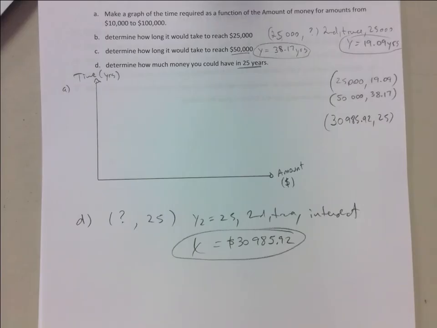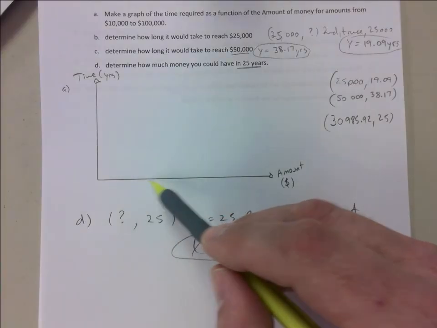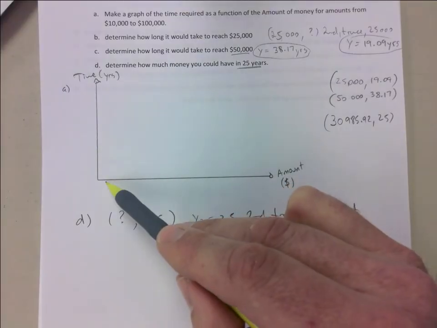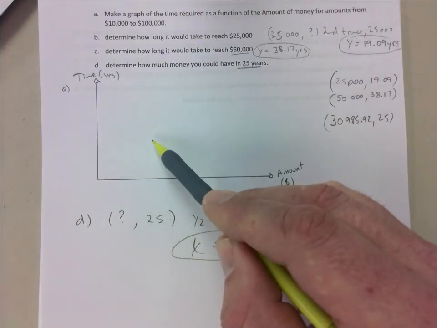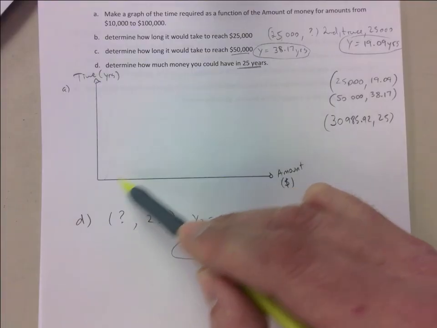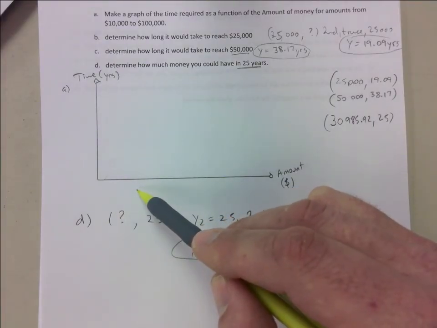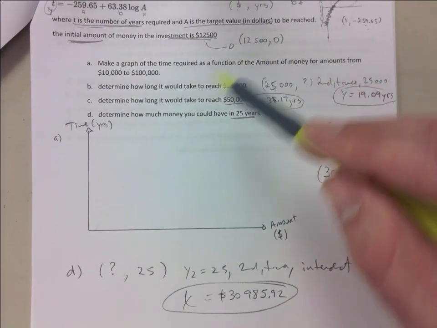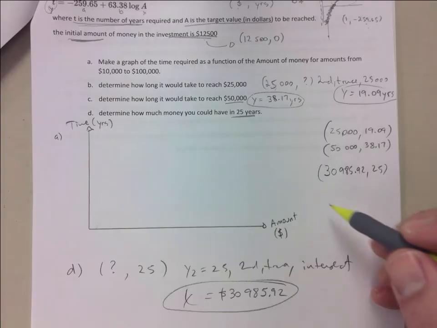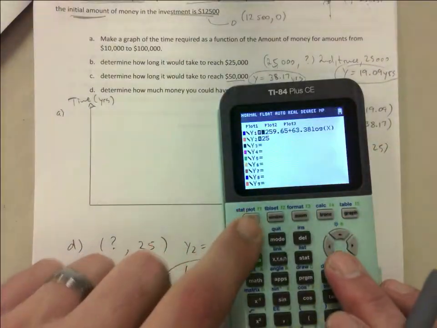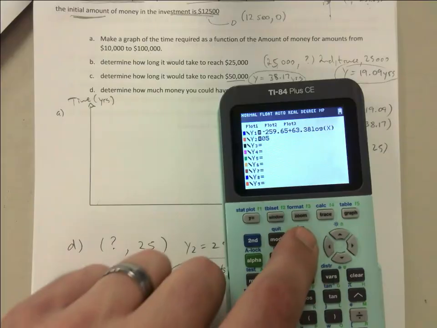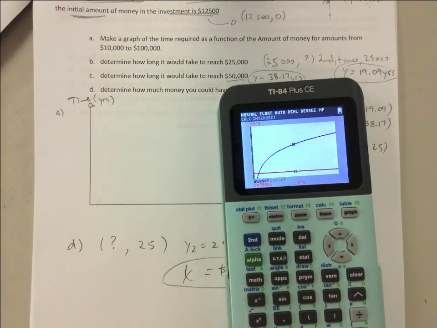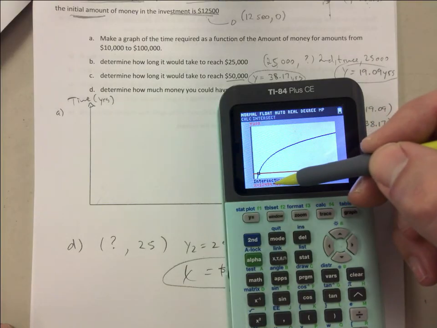But logarithmic is going to come up somewhere here. It will never touch the y-axis, so it's going to just shoot up from the x-axis. So I would like to find the x-intercept. We were told it's 12,500. I'm just going to double check. Okay, so let's find that. Y2 is equal to 0. Second trace 5. Enter, enter, enter. It's almost.